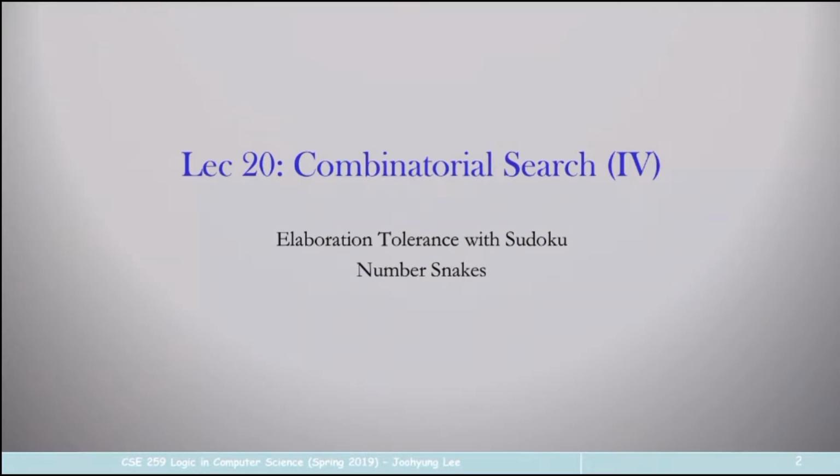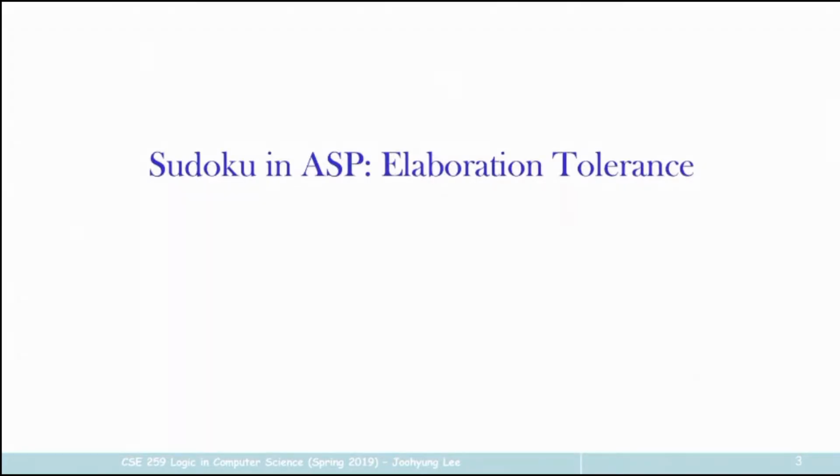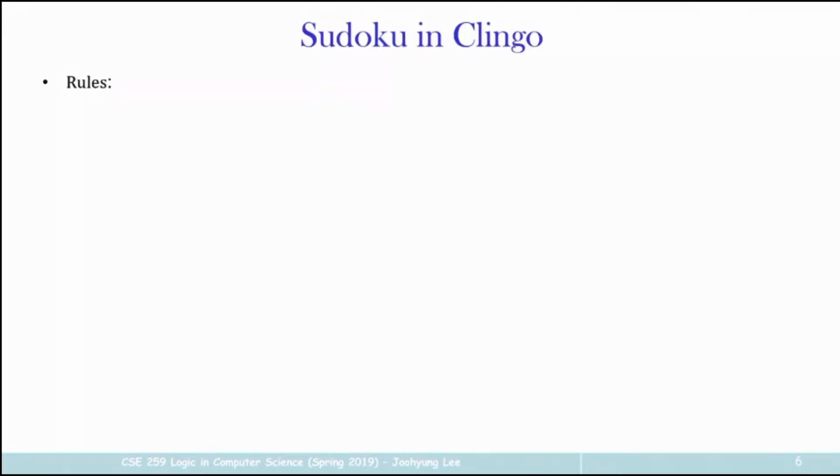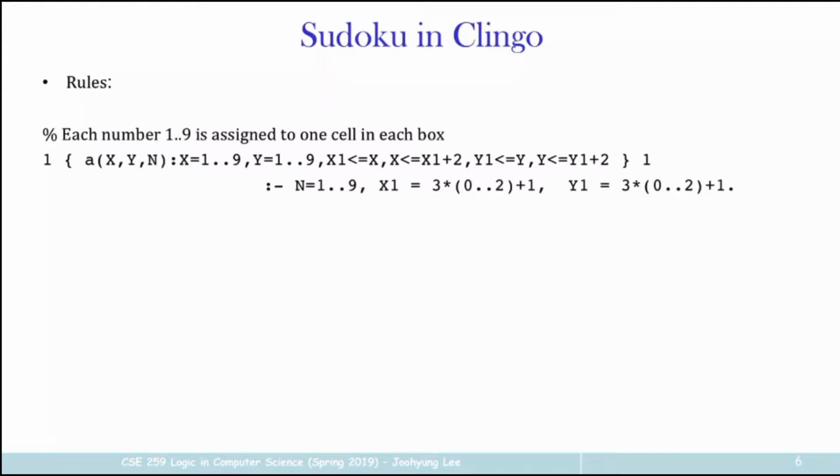Let's start today's lecture. We are going to continue the Sudoku problem, and there's another puzzle called Number Snake. We talked about this Sudoku puzzle before, and this was the rule that I didn't ask you to write, but basically the rule was that if you fix any box, then you place numbers 1 through 9 in each of the boxes. That's what the first rule was saying. We talked about this before.